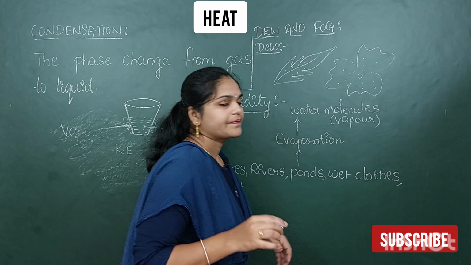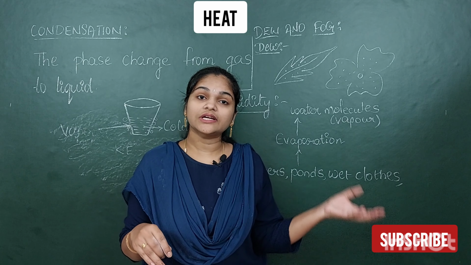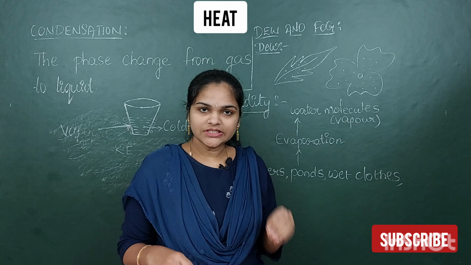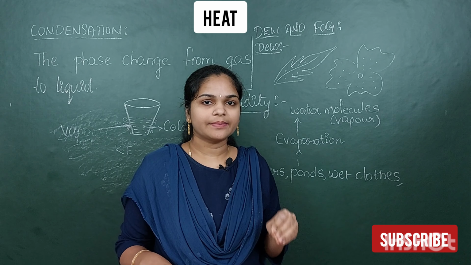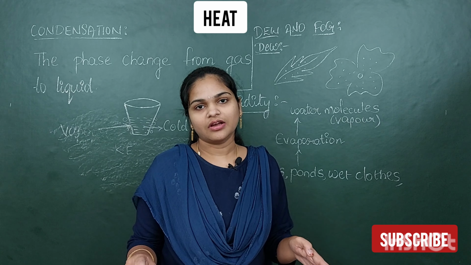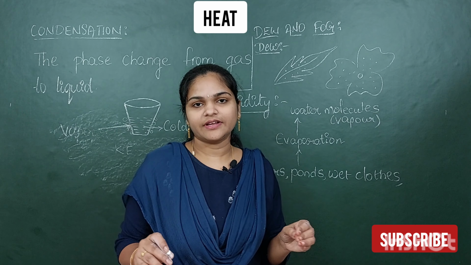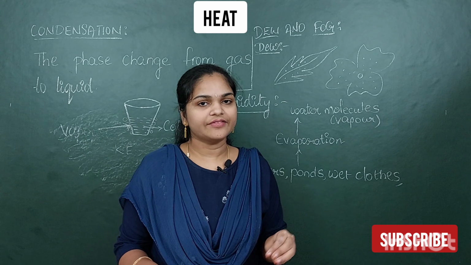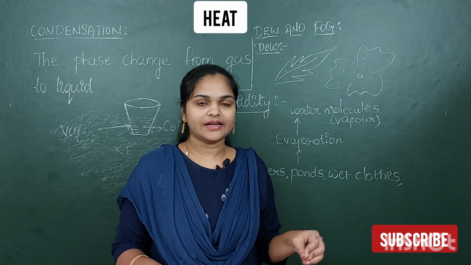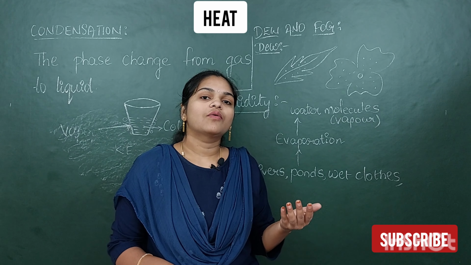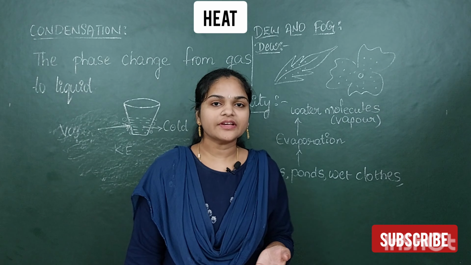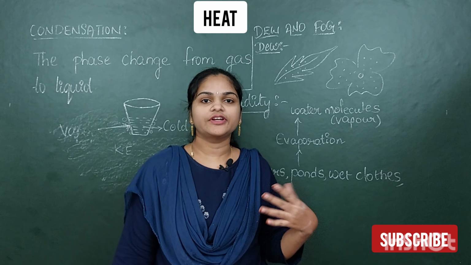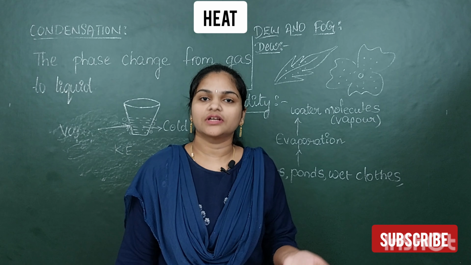Why? How do these water droplets come? In winter at night time the temperature will be very low. We feel very cold. So when we have very low temperature, the surface of the leaf, grass, flower or window panes becomes still cooler.